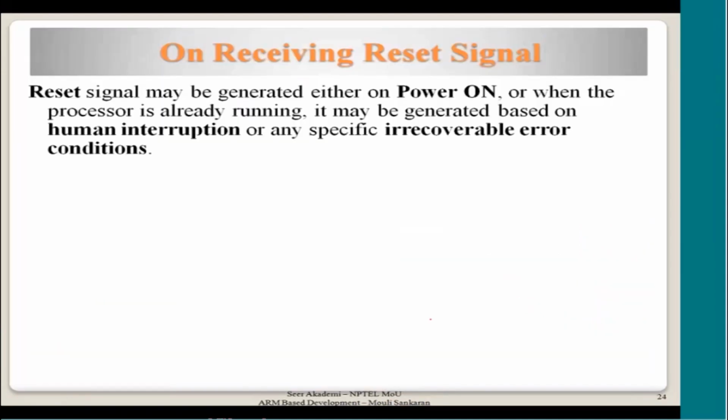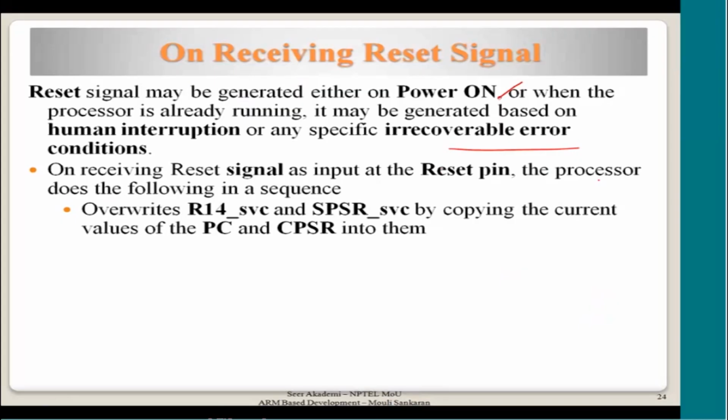Okay, this is very simple. Reset signal can be generated either on power on or on irrecoverable error. On receiving reset signal, let me explain this. You may get a reset signal from anywhere, you may be in any mode. I am taking an example where in user mode your program is executing, and then a reset has happened. Reset has 2 registers.